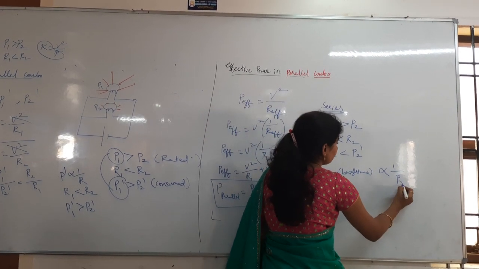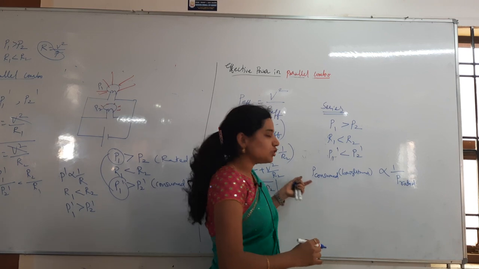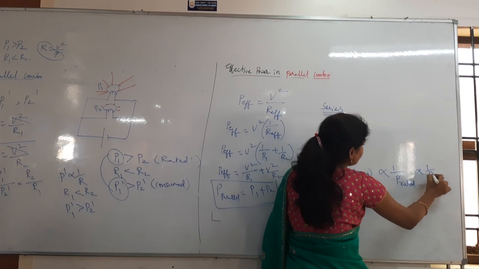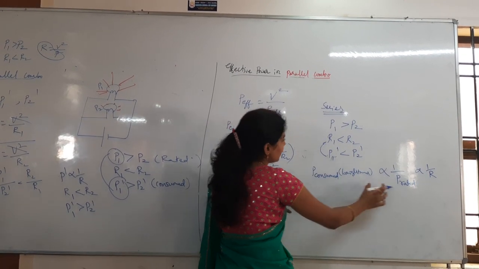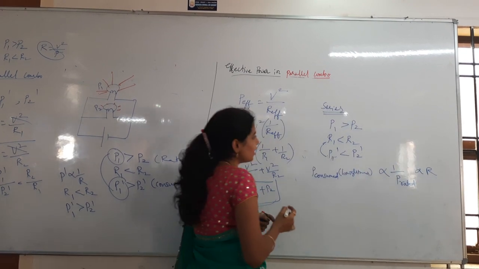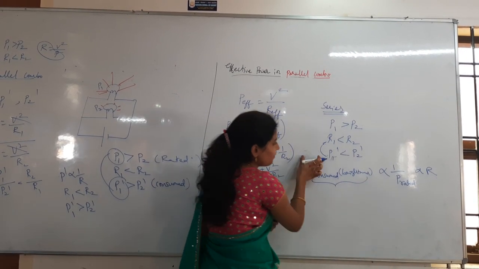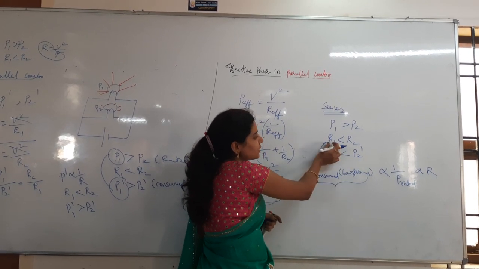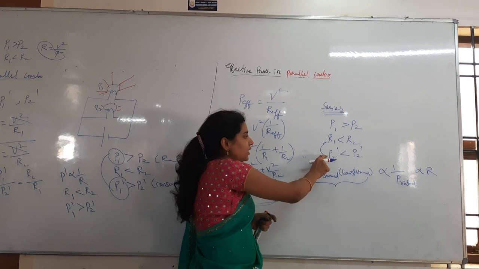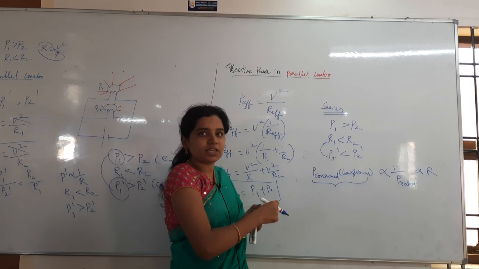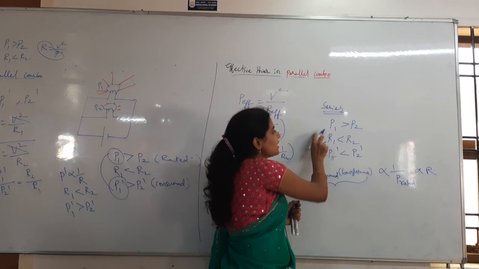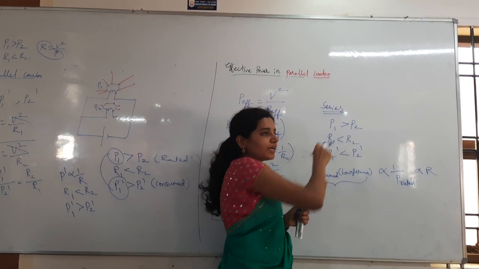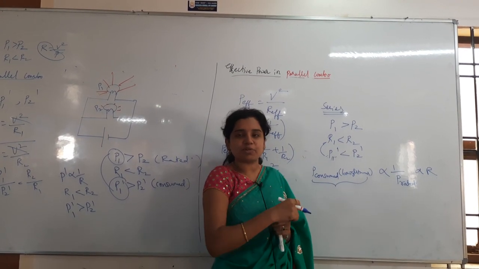Power consumed is inversely proportional to power rated, and also directly proportional to resistance. Now look at the board. The power consumed P1 dash and R1: here P1 dash is less than P2 dash and R1 is less than R2, so P dash is directly proportional to R, and inversely proportional to P. Why? Because P1 dash is less than P2 dash while P1 is greater than P2. Both are opposite, inversely proportional to each other.